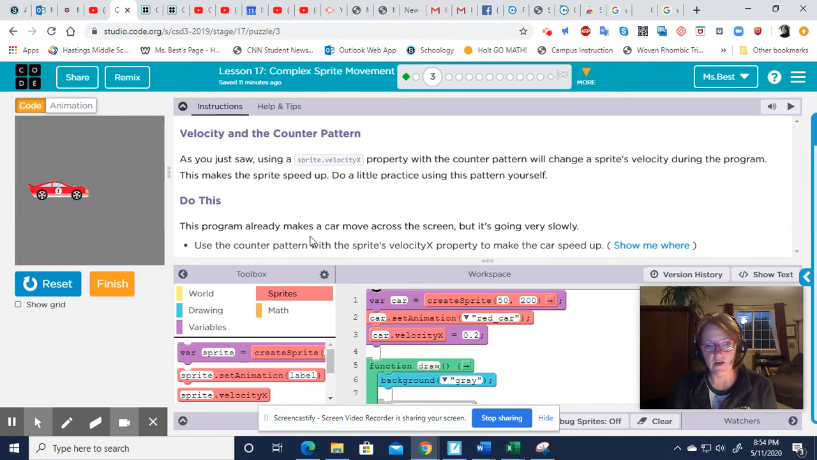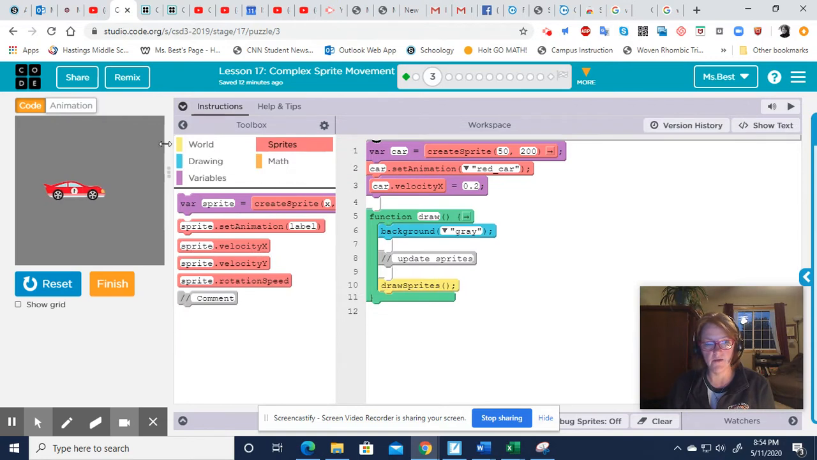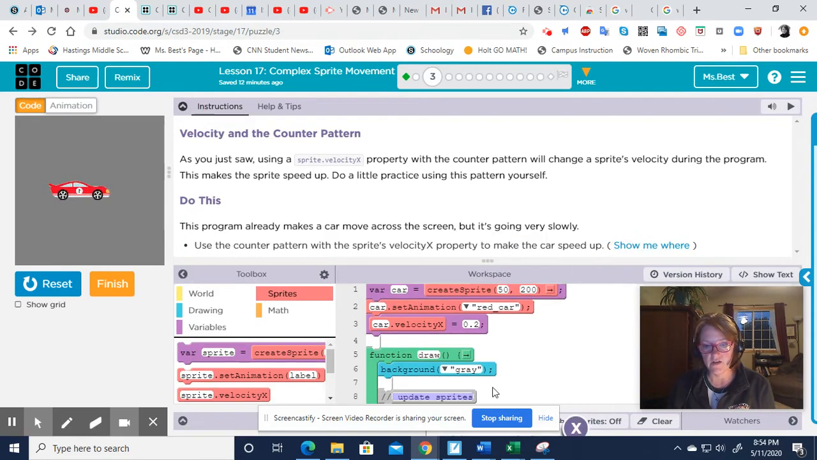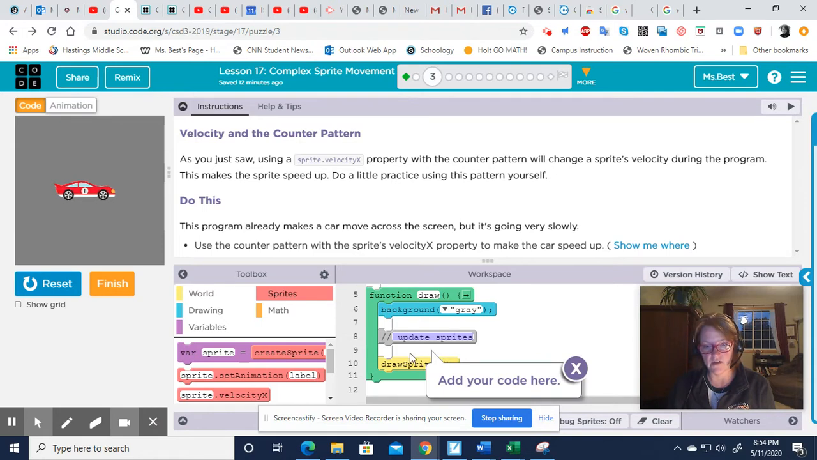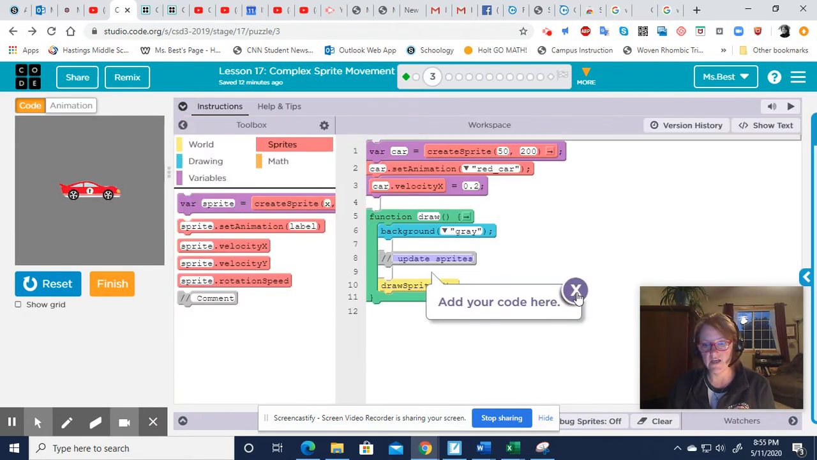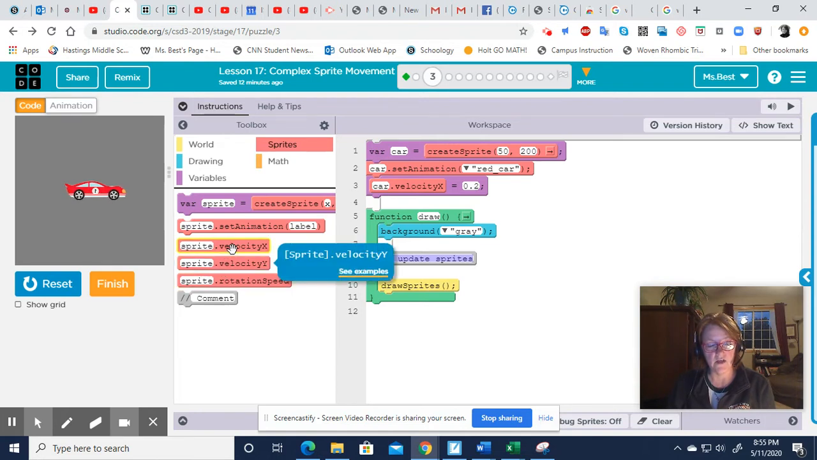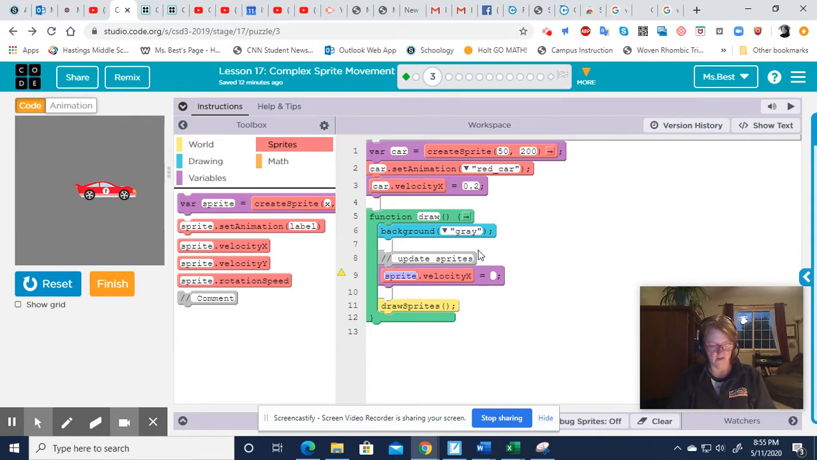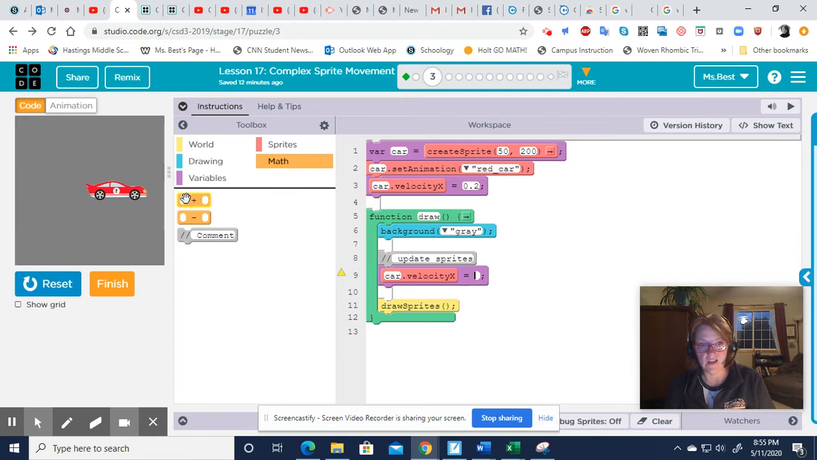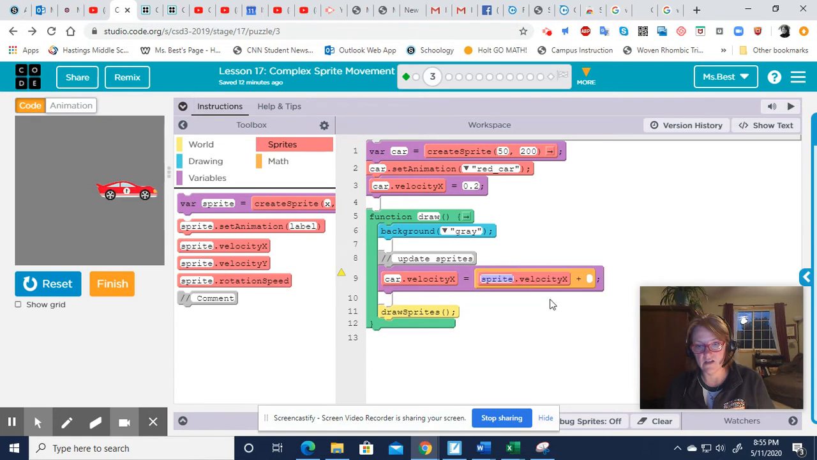It says use the counter pattern with the sprite's velocity to make the car speed up. So let's see what they're talking about. Oh, and they said show me where. So basically they want you under this update the sprites, put it right here. So we want to use velocity x right there. It was called car. And here we want to use some math, and we're going to speed it up and use that velocity x again for car. And let's try speeding it up.